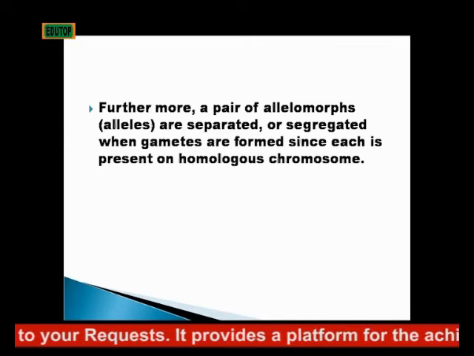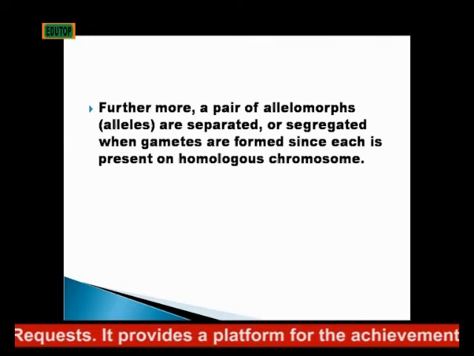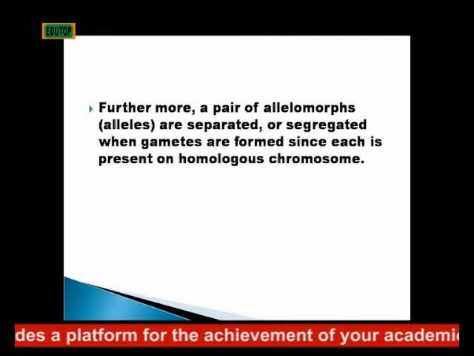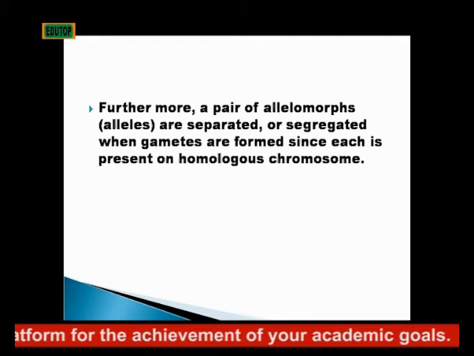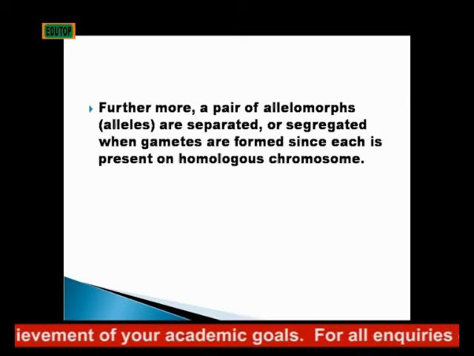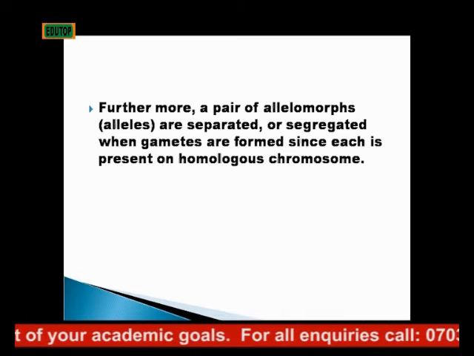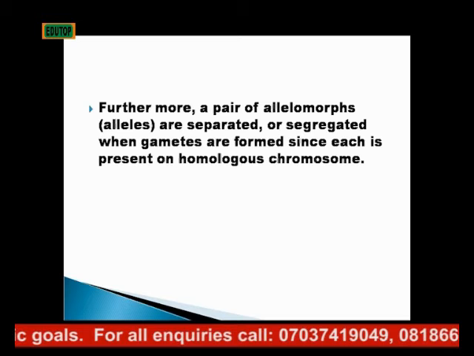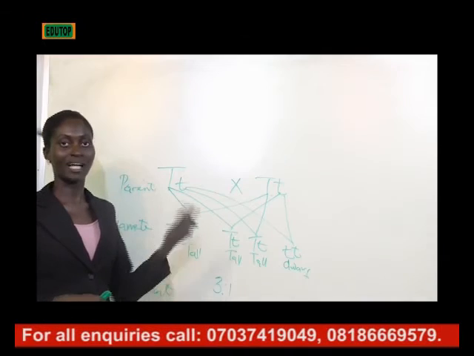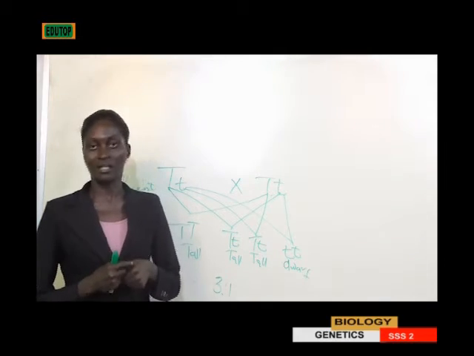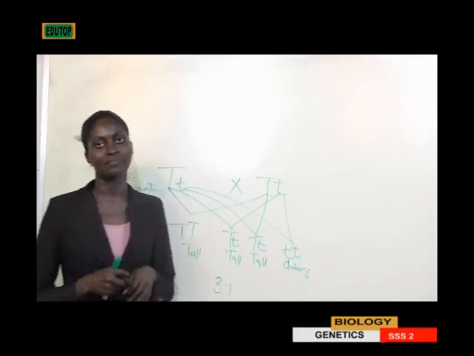Now, a pair of allelomorphs or alleles are separated or segregated when gametes are formed. That was when they are separated, they will come individually, since each is present on a homologous chromosome. So they separate or they are segregated when the gametes are formed. Now, that is for monohybrid inheritance. Now we move on to talk about dihybrid inheritance.